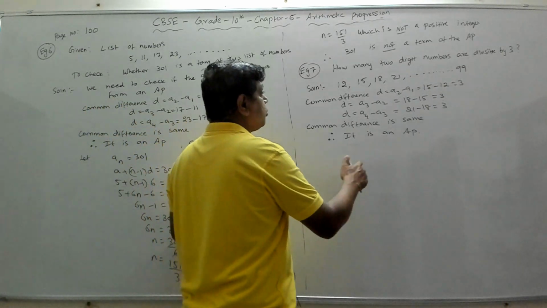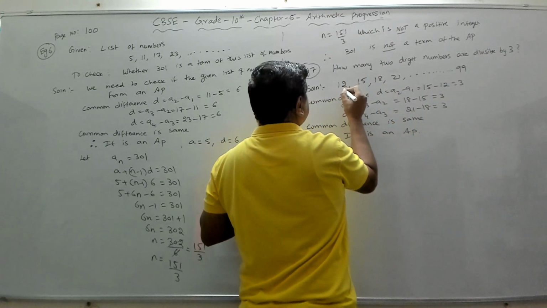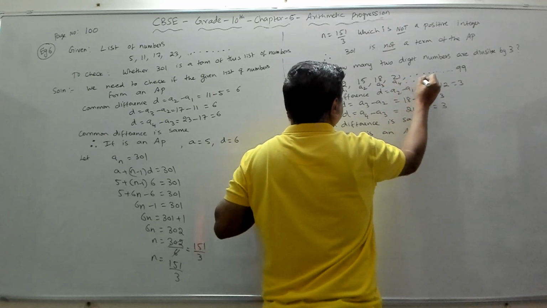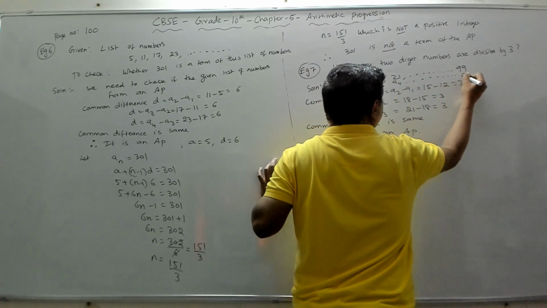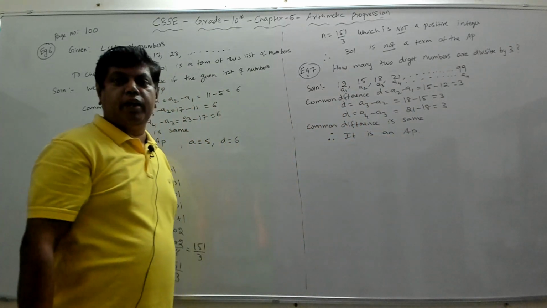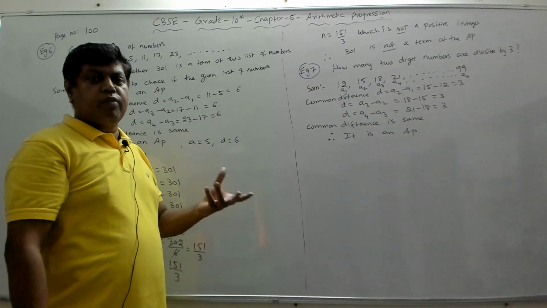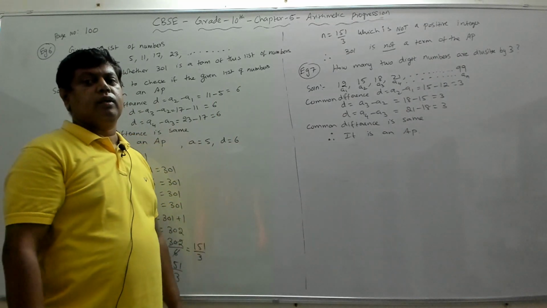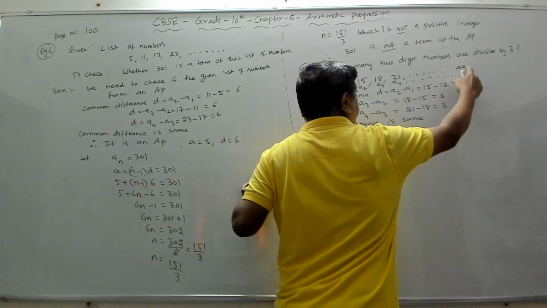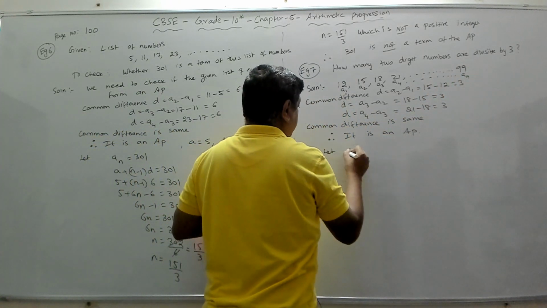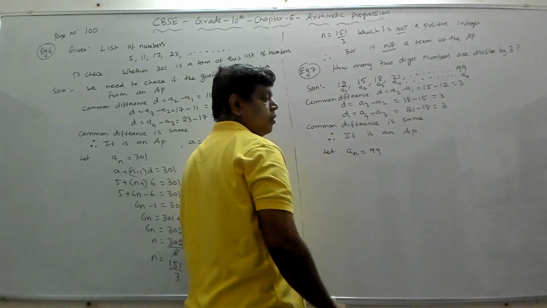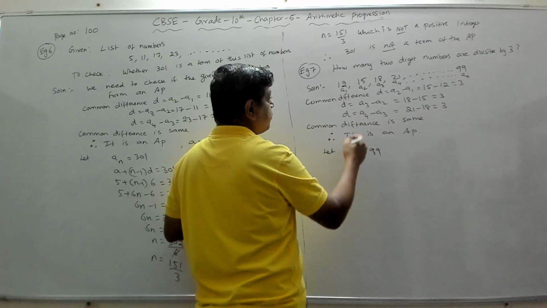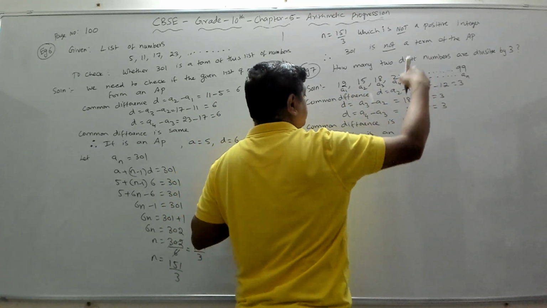So to find this, we should know what n is here. This is A1, your first term. This is A2, this is A3, this is A4. Like that, what is this last one? We don't know. We call that AN, and we have to find n. That n is the answer; it will tell how many numbers are divisible by 3. So we will assume that the last term 99 is AN. Let AN equal 99, which means we assume that there are n terms in this AP. We have to find n.